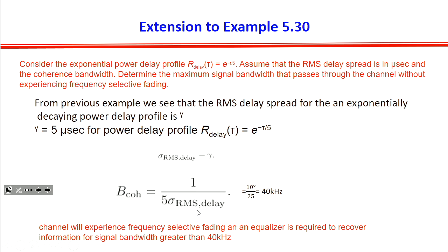What does coherence bandwidth mean? This is the threshold below which it would be frequency flat or above which it will be frequency selective. Say, for example, a certain application requires you to transmit at 100 kilohertz as the signal bandwidth. Would that transmission experience frequency selectivity? I might even twist the question and ask, is an equalizer required for 100 kilohertz signal transmission in this channel delay profile? Yes. So you would require an equalizer to compensate and recover the information.